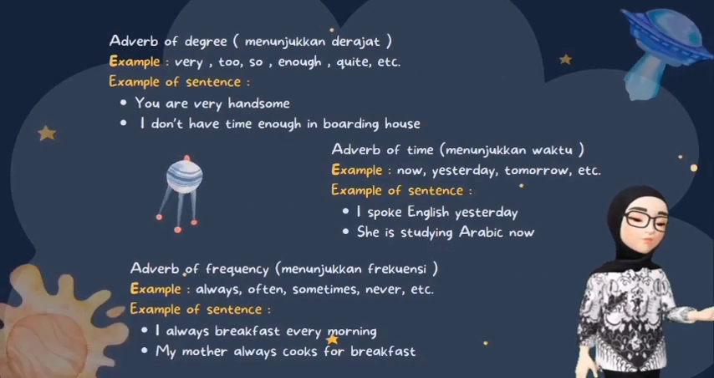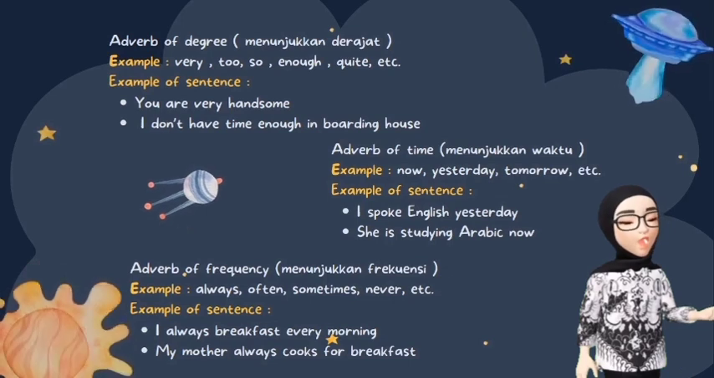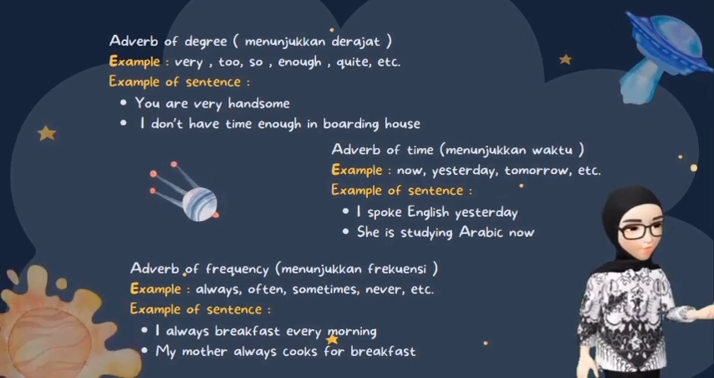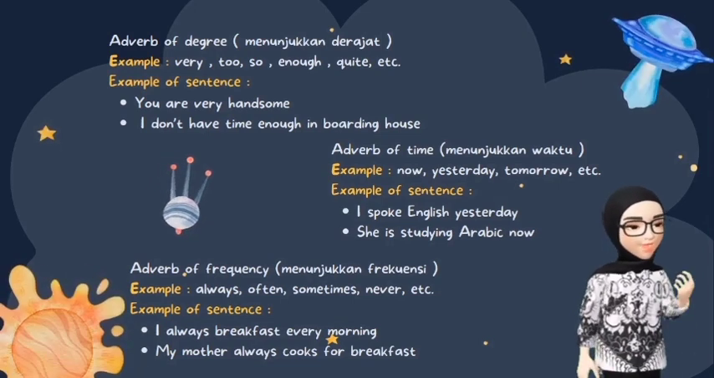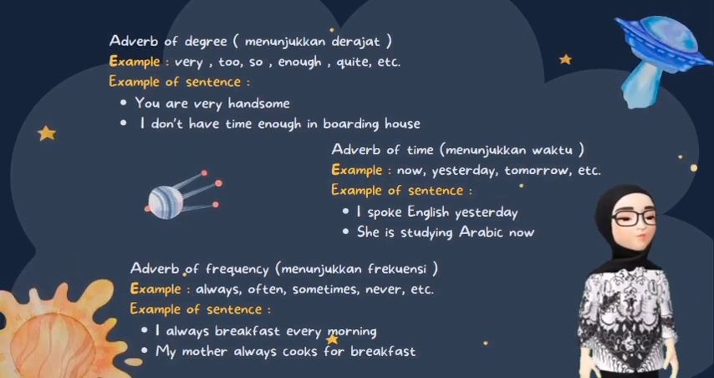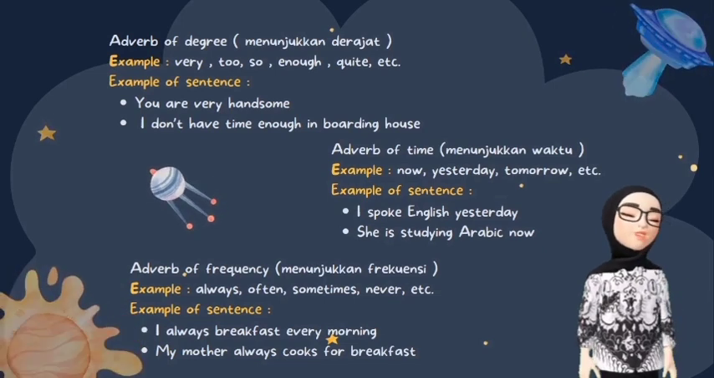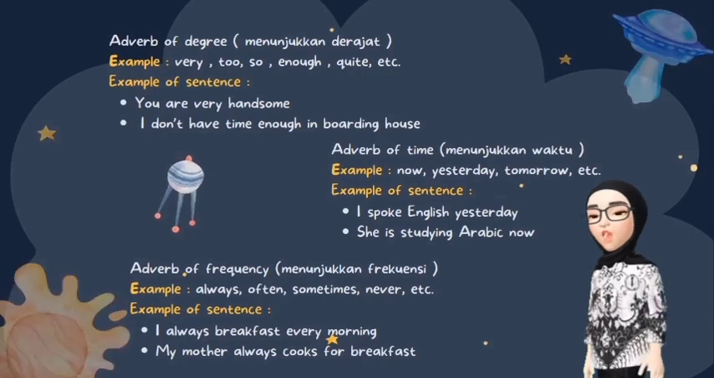3. Adverb of degree. Example, very, too, so, enough, quite, etc. Example in sentence. A. You are very handsome. B. I don't have time enough in boarding house. 4. Adverb of time. Example, now, yesterday, tomorrow, etc. An example in sentence. A. I spoke English yesterday. B. She is studying Arabic now.